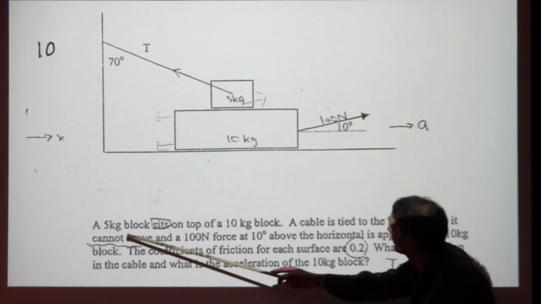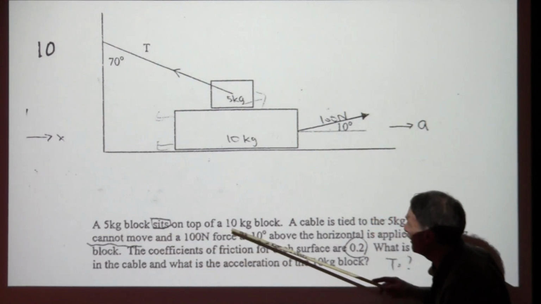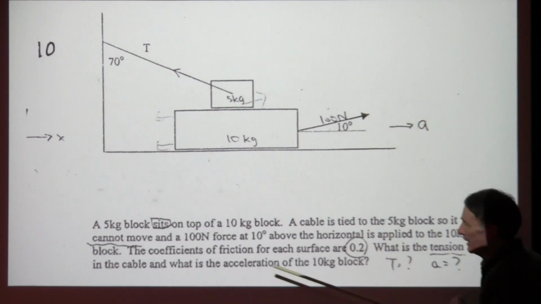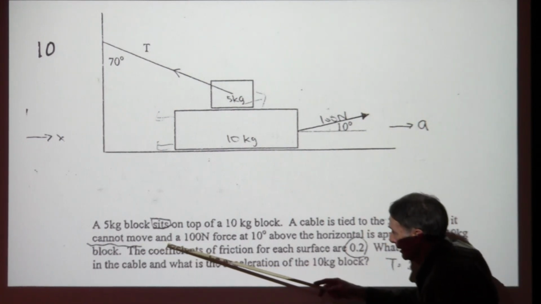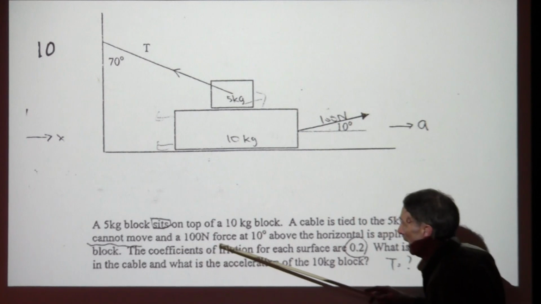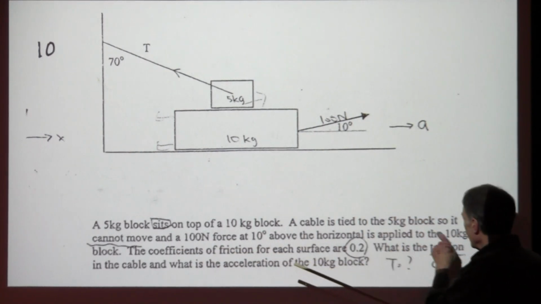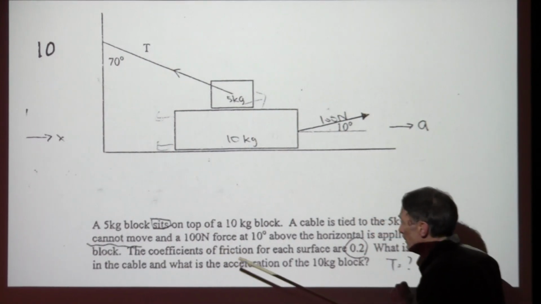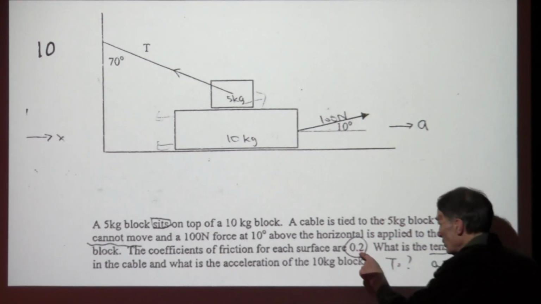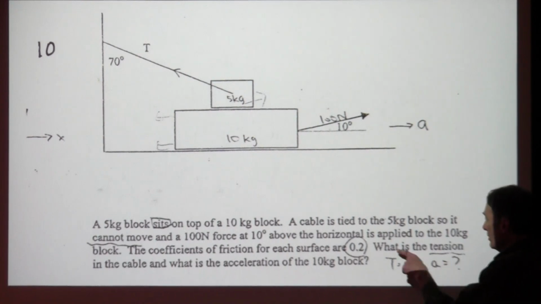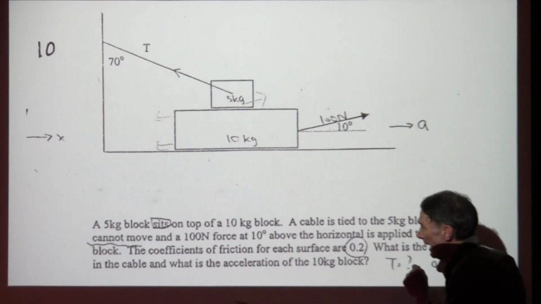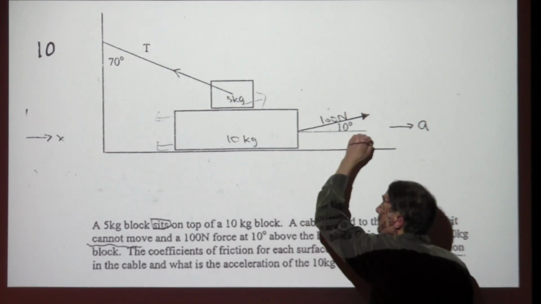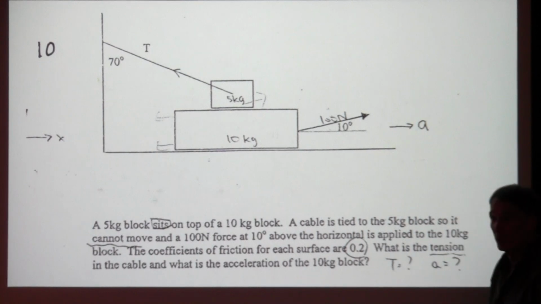So let's look at this. The 5 kilogram block sits on top of a 10 kilogram block. A cable is tied to the 5 kilogram block so that it cannot move. Okay, so it's not going to snap free. And a 100 Newton force at 10 degrees above the horizontal is applied to the 10 kilogram block. The coefficients of friction for each surface are 0.2. Okay, and then he wants to know what is the tension in the cable and what is the acceleration of the 10 kilogram block. So we are going to move this thing out and get this thing to move.